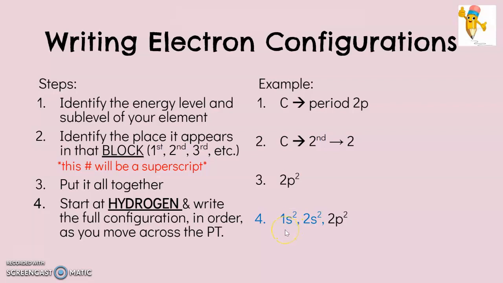And if you're going through all of the elements in a row or in a block, so like we went through all in the first one, all in the second one, this number right here is just going to be the maximum number of electrons. So remember, in the s blocks, the max is 2. So it's 1s2, 2s2, and then 2p2.